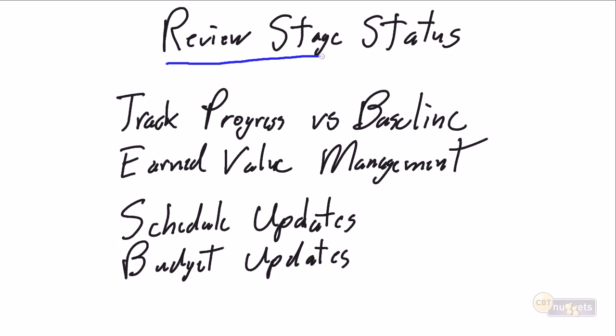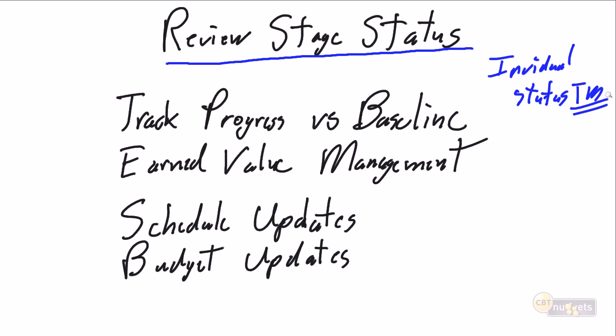We set the foundation for this activity earlier when we were reviewing the work package status. We're collecting all of the individual status from our team members. We are going to plug that into our tools, our project management software, our budget management software, our risk register, our issue register, and we're going to then consolidate all of this, and we're going to track the stage progress against the stage baseline or the stage plan.